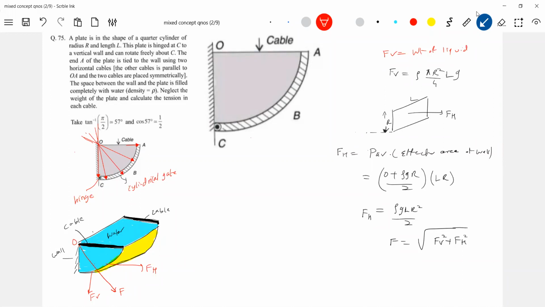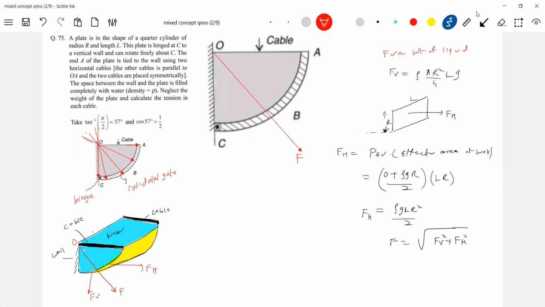And what is a normal? The normal should pass through the center of the circle. So the resultant of all these forces, what will happen? What is the resultant of all forces? That F should also pass through the point O. I think this is something very fundamental. So the resultant force will act here. I don't know that angle. It is like this. This is the net force exerted by the liquid on the cylindrical gate, and it should pass through point O.